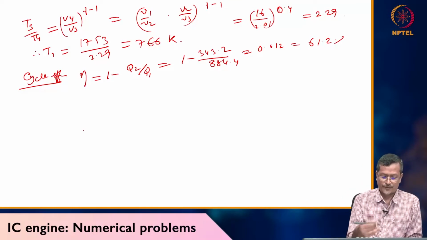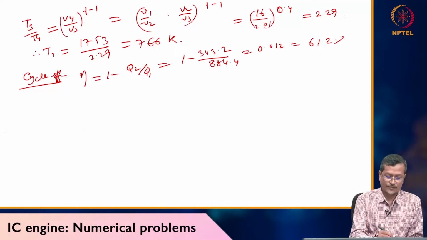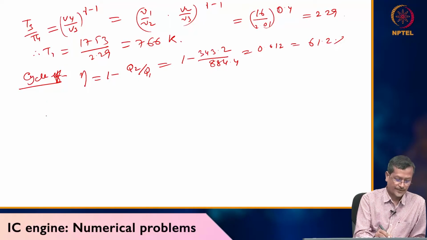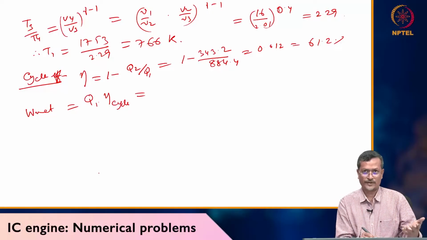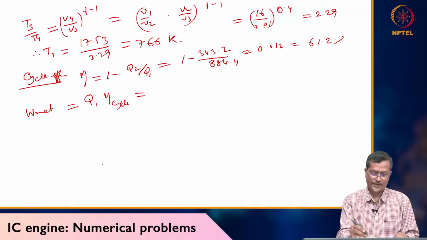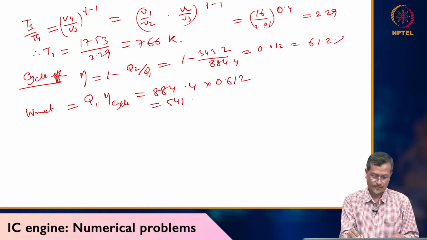It can be obtained from the other equation also, the eta cycle formula, but let's ignore that one. W net equals Q1 into eta cycle. The net work output will be lower than whatever heat input you have given, that's why it is multiplied by the efficiency. So 884.4 into 0.612, it is coming 541.3 kJ per kg.